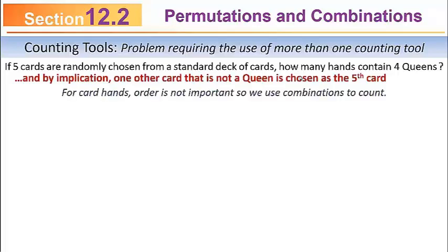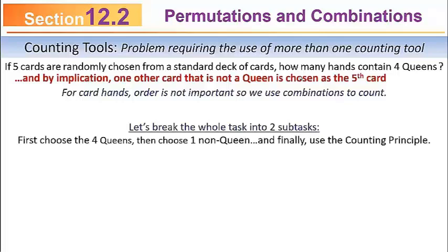But the basic thing here is order isn't important. So we can use combinations to count this. We don't care what order we draw these cards in. We're just going to put them into our hand, and it doesn't matter what order we drew them. So it's a combination. But like the previous problem, it really involves two subtasks. There are two stages to this experiment. One stage is choosing the 4 queens, and the other stage is choosing the one that wasn't a queen, the 5th card.